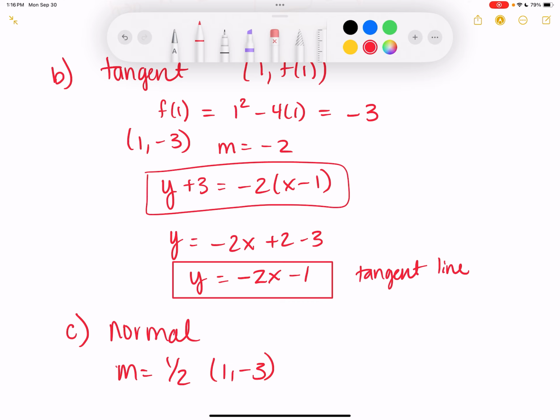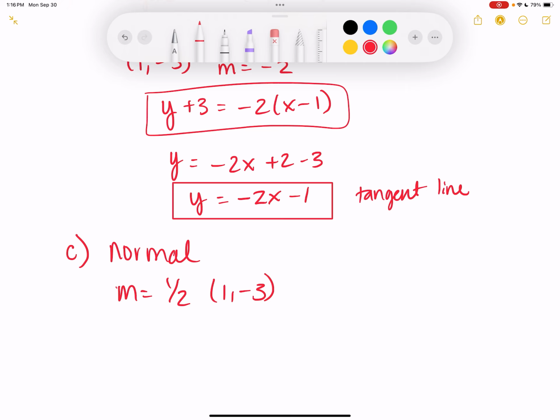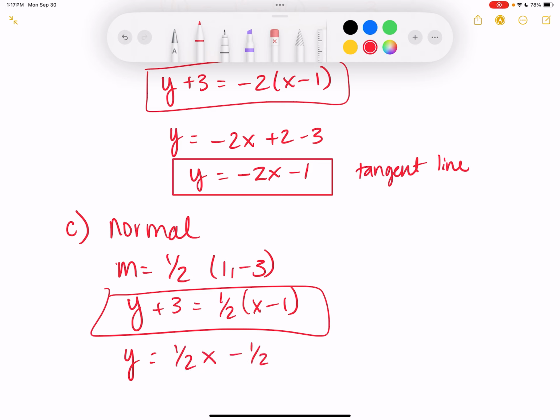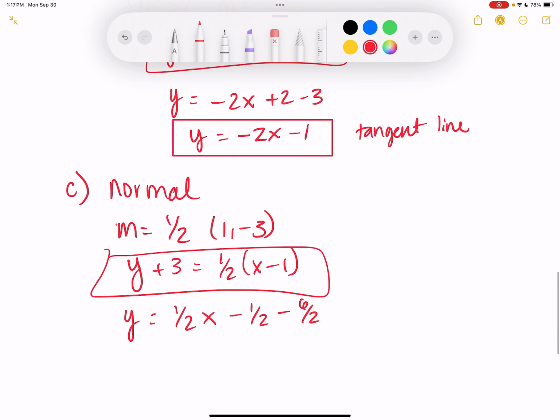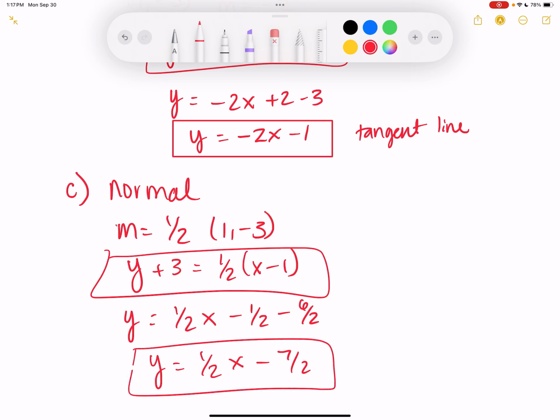Okay, the slope is 1/2, and the point is still 1, -3. So it would be y plus 3 equals 1/2 times x minus 1. Again, you could leave it here or keep going. Y equals 1/2 x minus 1/2 minus 6/2. I'm going to go ahead and do it that way for the 3. So y equals 1/2 x minus 7/2. So this is the normal line.